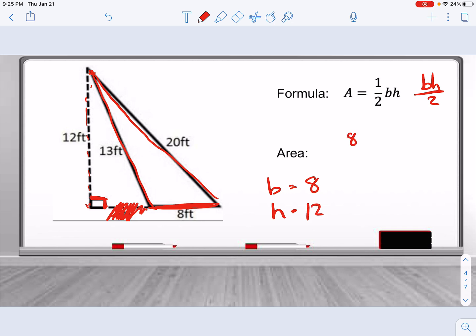So we can do base times height, divide that by 2. So 8 times 12 is 96. 96 divided by 2 is 48. So we have 48 square feet.